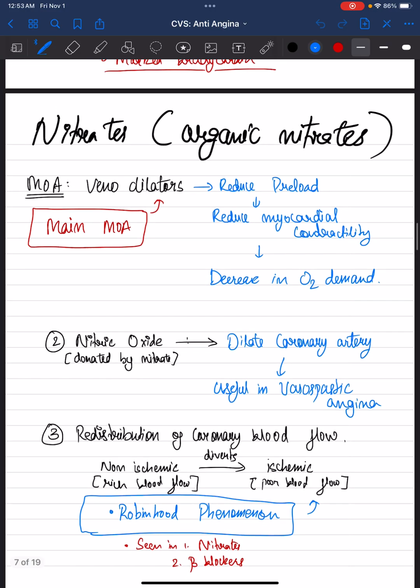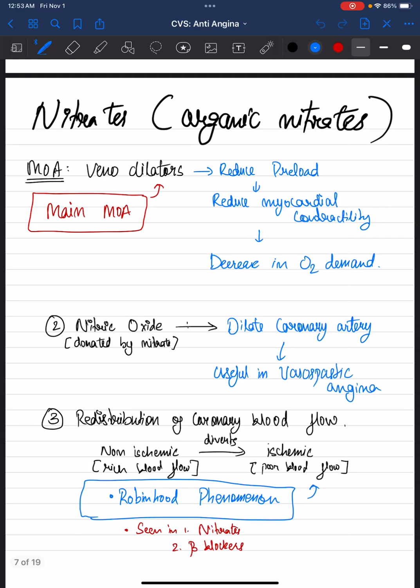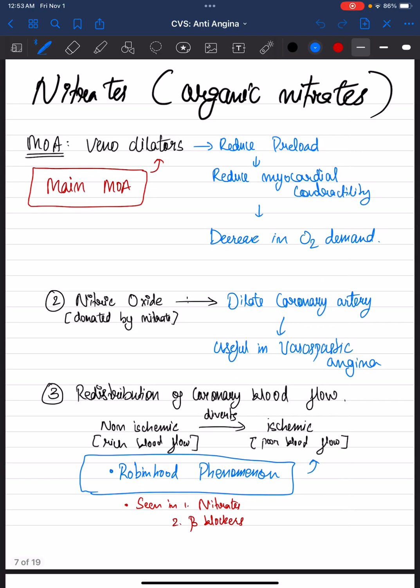Now let's study about the third first line drug, which is nitrates, or basically organic nitrates. The mechanism of action of organic nitrates is that they are venodilators. Calcium channel blockers are artery dilators; like them, nitrates are venous dilators, so they only act on the veins. This venous dilation is the main mechanism of action. They reduce the preload on the heart and they reduce myocardial contractility.